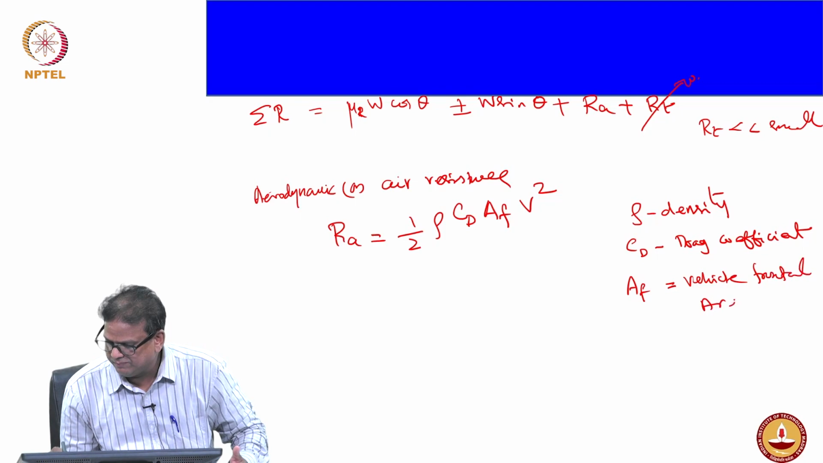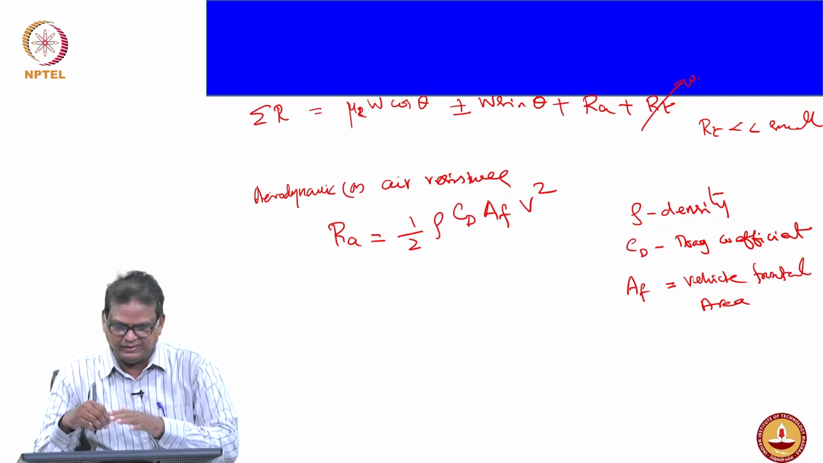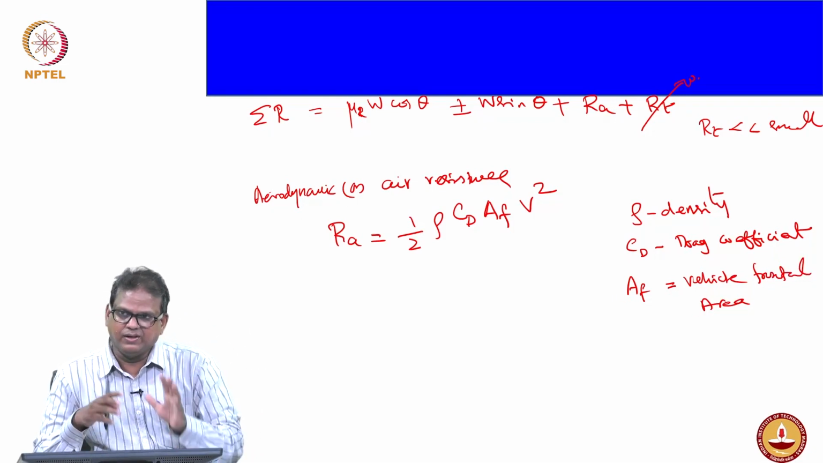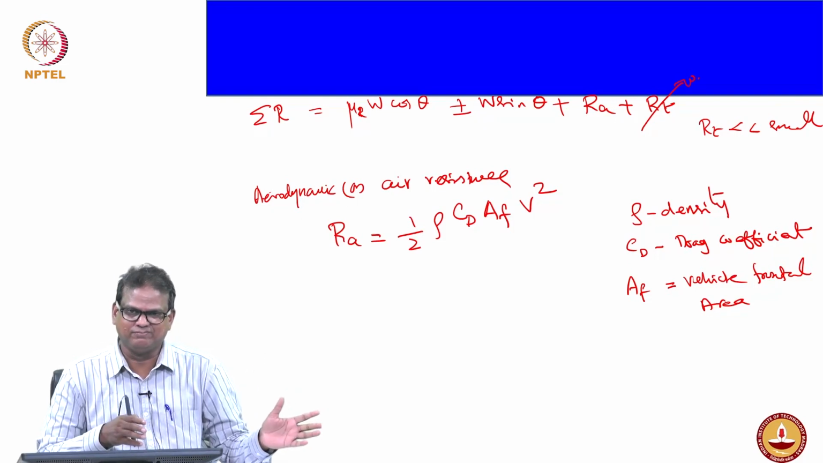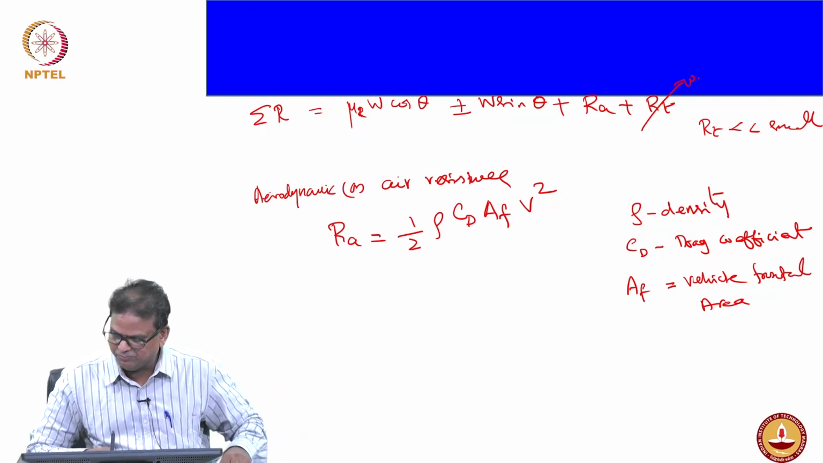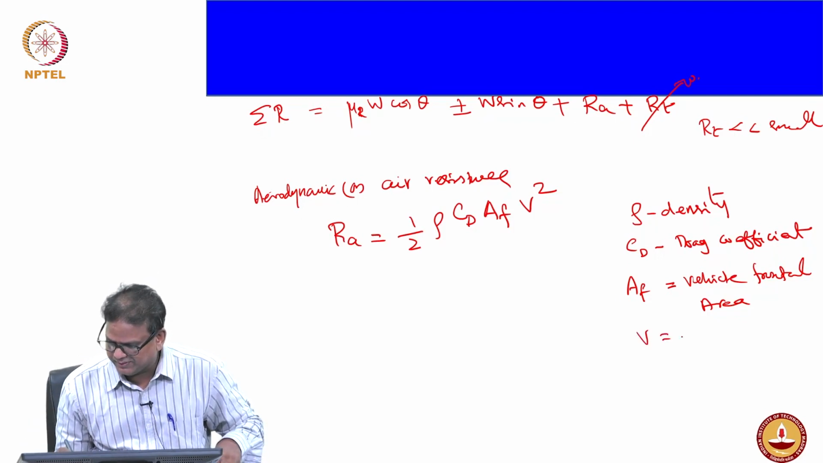I will give you a problem on this aspect, the vehicle frontal area aspect: how RA changes when you change the vehicle frontal area, and then how RA would affect your braking. So I will give one problem in the assignment. Of course, V is the vehicle velocity.